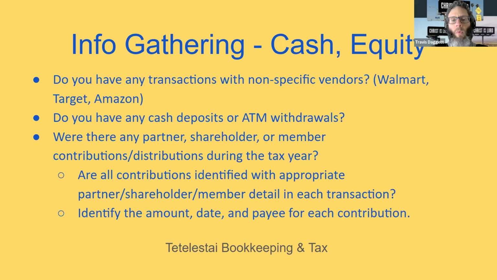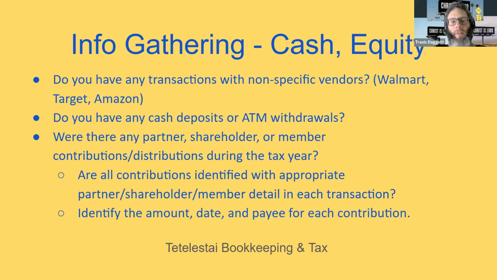So if you do, that means we're going to need more specific details. We're going to have more questions on how to categorize those. It may be something as simple as, we always buy office supplies at Walmart. We always buy food for the office snack area at Target. And on Amazon, we always buy whatever we buy all the time from there, office supplies.